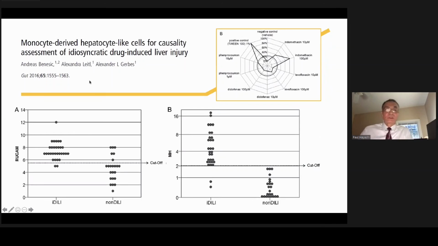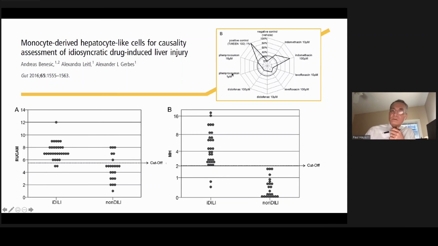This is another study which came out a few years ago. I have not seen a follow-up study. I am waiting because I think it is very interesting and exciting data. This is a group that has developed a means of taking monocytes from the patient who had the DILI, and they have a way of culturing these monocytes to take on hepatocyte features. And then they take these monocytes with hepatocyte features and they incubate it with the drug in question and other control drugs and other controls.